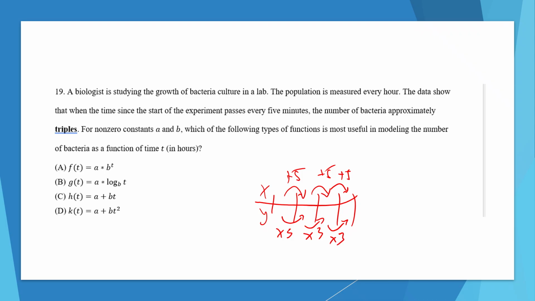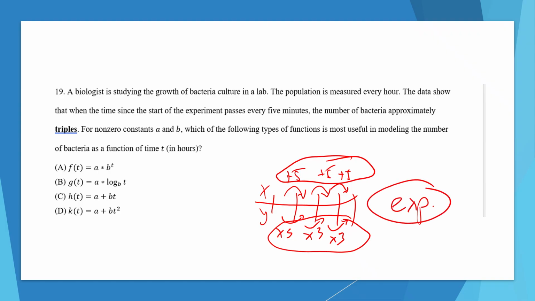What type of function is going to be best used to model this? And so here we see an addition rule up top. We see a multiplication rule in our outputs, our y values at the bottom. And so this is going to be an exponential function. So here, the only exponential function is a times b to the power of t, in this case, where t is like our x variable here.